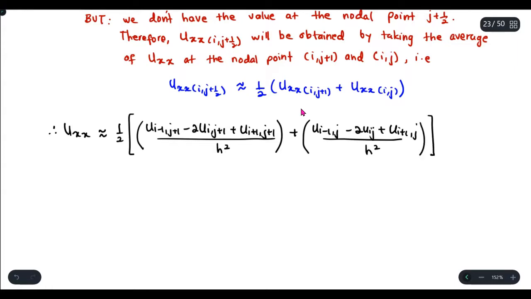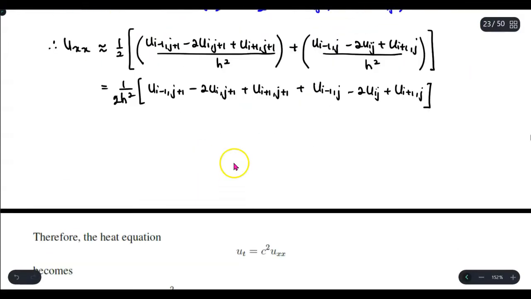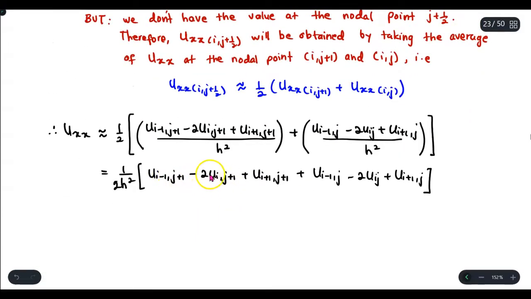All right, so you can see that you share the same denominators, which can be grouped together. Or you can take out h squared together with the 1 over 2, so that you have 1 over 2h squared. Then in the bracket you can see you have 6 terms of u. So you can write down one more time the terms in the bracket, these 6 terms of u.